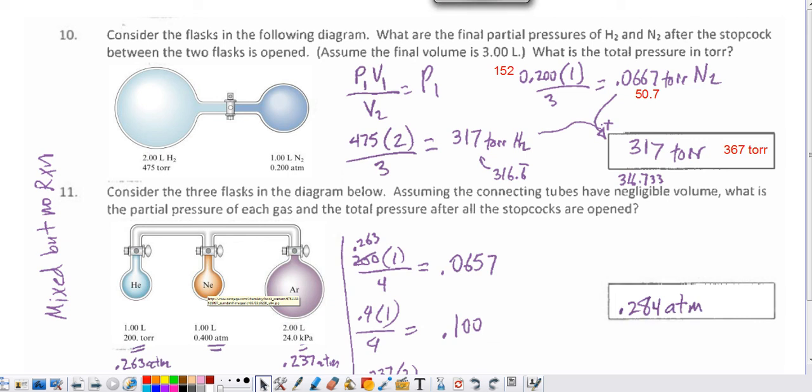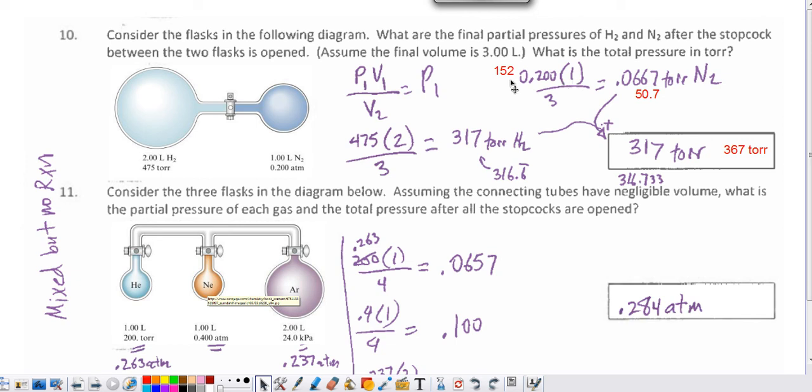Alright, here's yet another example of me being human. I did not catch when I was looking at this diagram that this was in torr while the other side of the vessel was in atmospheres. It did strike me odd at the time that this was 475 and that was 0.2, but I didn't actually look at those units. So I did it in purple here accidentally in atmospheres, but I didn't realize I was doing it in atmospheres.